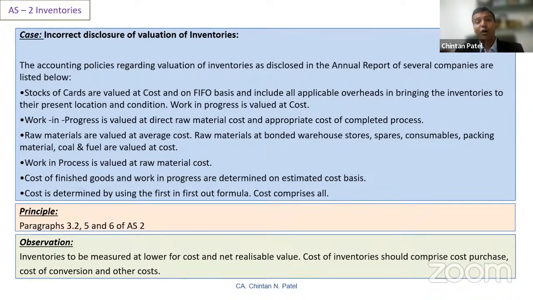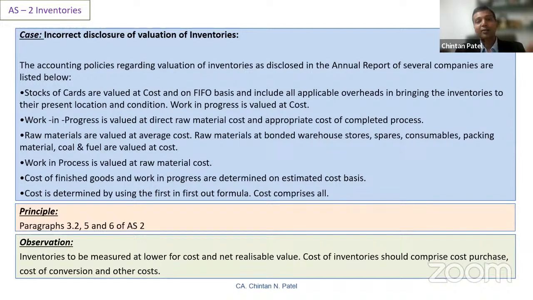That means the way you write the accounting policy provides information to your stakeholders on how the inventory is being valued. So this is incorrect. It should be lower of cost or NRV, and mind you, friends, that NRV is applicable even in the case of raw material, work in progress, and finished goods. There is a misconception that NRV is only for finished goods.